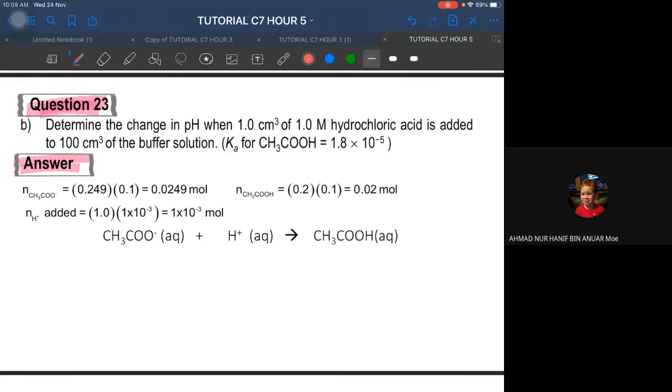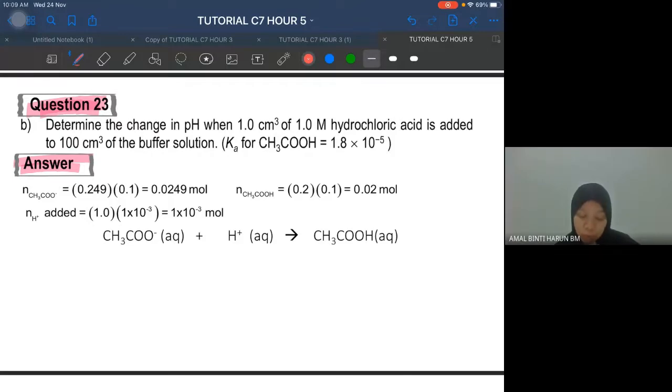Now start recording. Okay, now we proceed with question 23. Determine the change in the pH if 1 centimeter cubed of 1 molar hydrochloric acid is added. So now our buffer with pH 4.84 just now is added with another strong acid, which is hydrochloric acid, added to 100 centimeter cubed of the buffer solution.